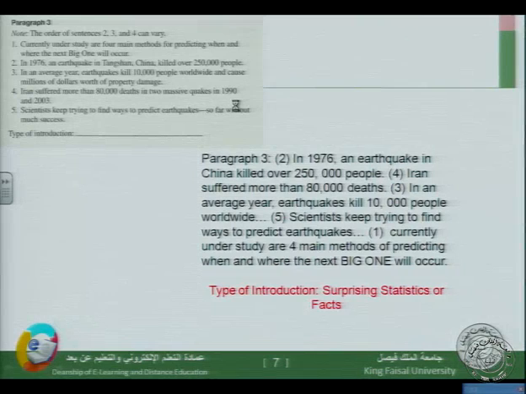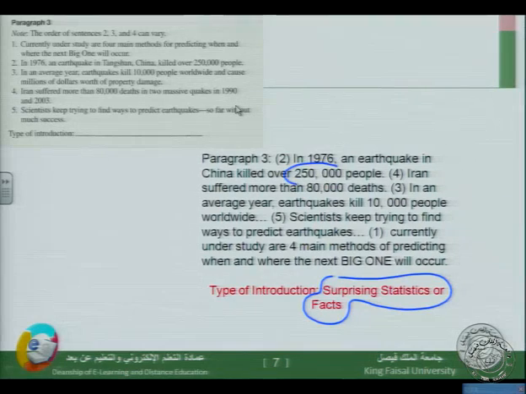So this is a type of surprising statistics or facts. We're talking about facts. حقائق. هذه حقائق مفاجئة. حوالي 250,000 ماتوا في الصين، 80,000 ماتوا في إيران. كل هذه statistics إحصائيات. Okay? بسبب الزلازل. So what type of introduction is it? It is surprising statistics or facts. Okay?